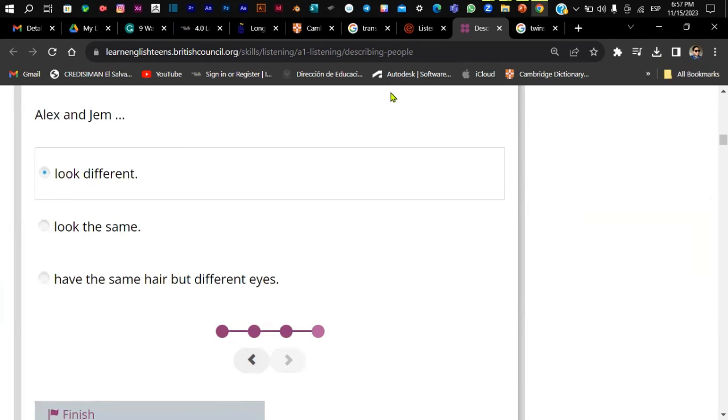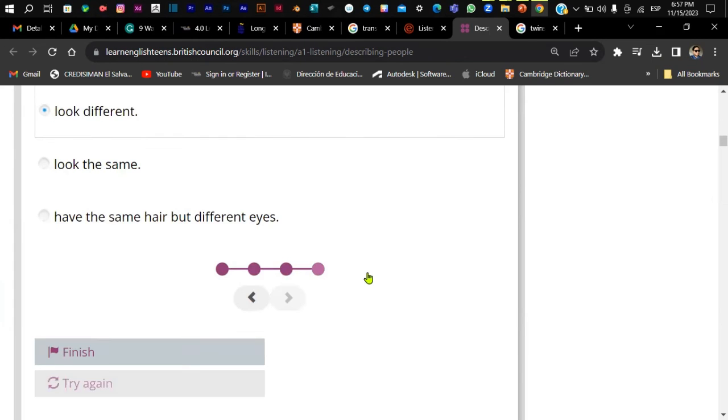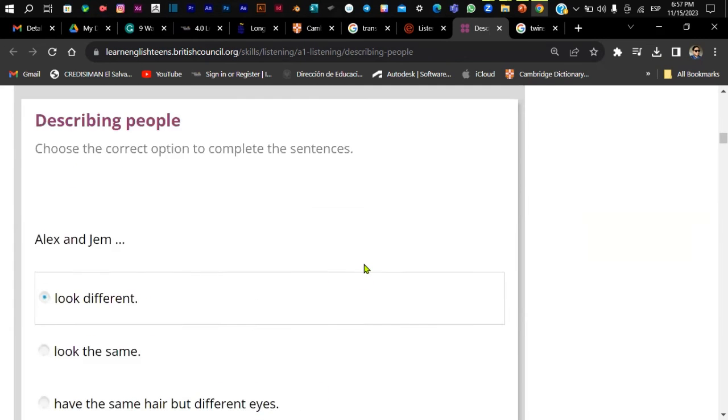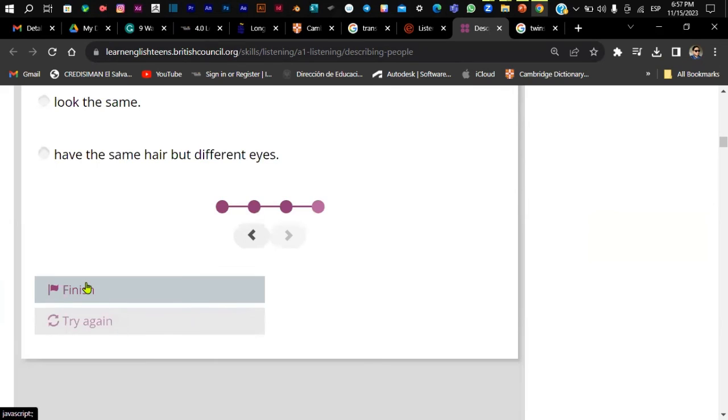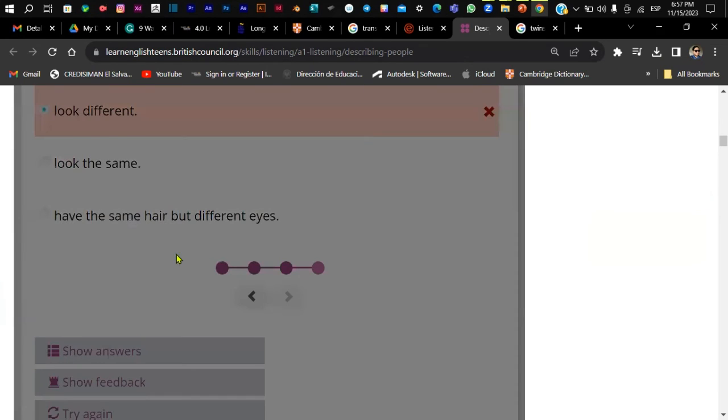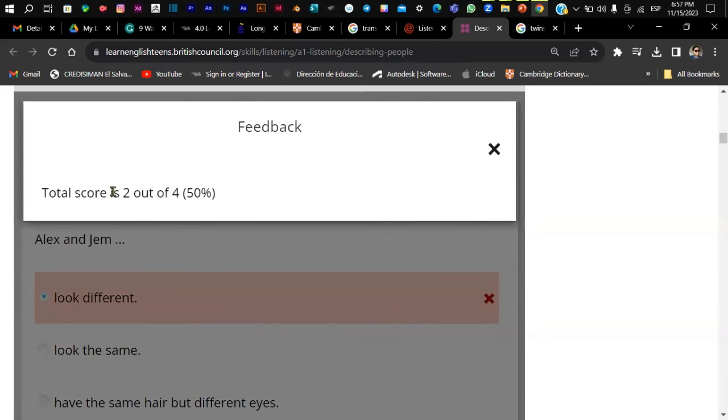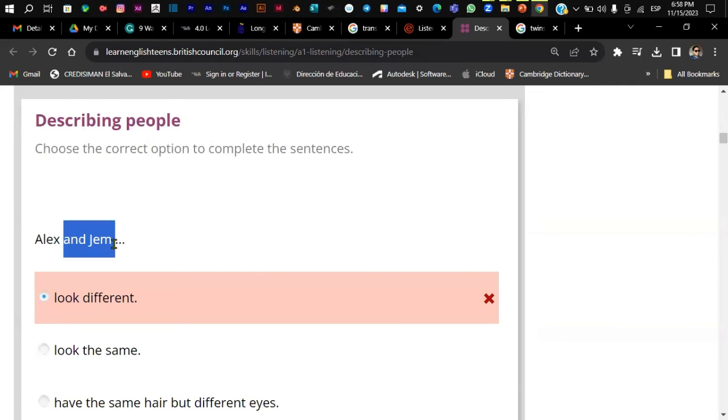Let's check. Let's see how good you did. Veamos qué tan bien le fue. In these answers, finish. Oh, no. Not so good. No tan bien. 2 out of 4. You answered correctly half, la mitad. Okay, so this one is incorrect.